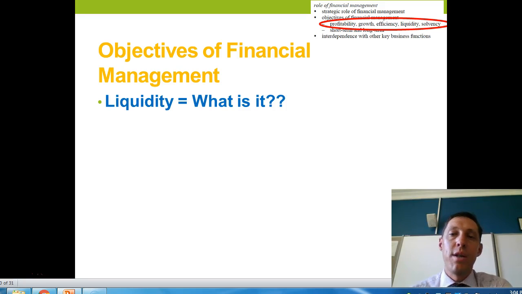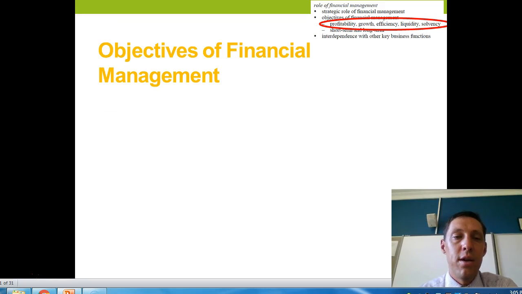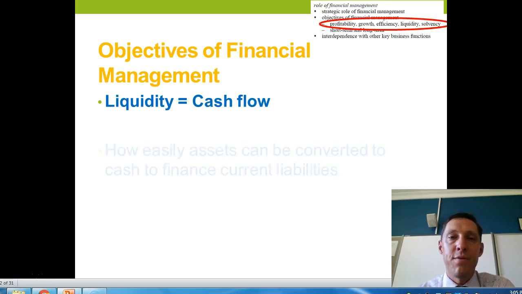So moving on to liquidity, if that's efficiency, if efficiency is about getting the most output from a minimum amount of input, what's liquidity all about? For those of you who did year 10 commerce, you touched on liquidity. You would have touched on it last year in business studies. What is liquidity? We'll have a look at this article on Qantas in class tomorrow about their issues with their liquidity. Okay, but liquidity, at the end of the day, is really about cash flow.